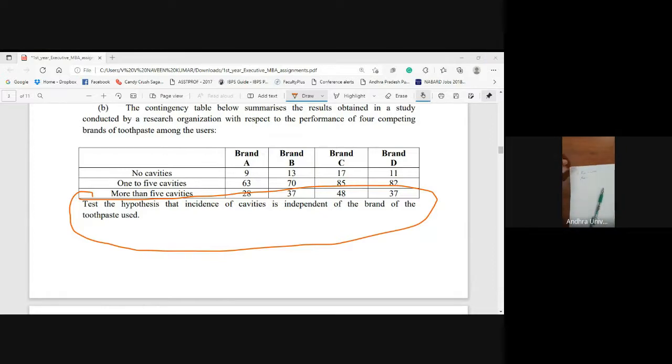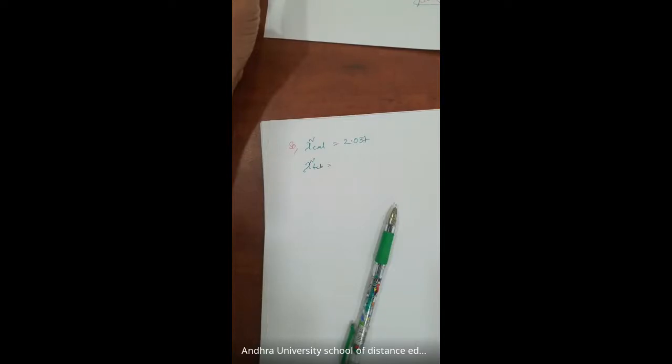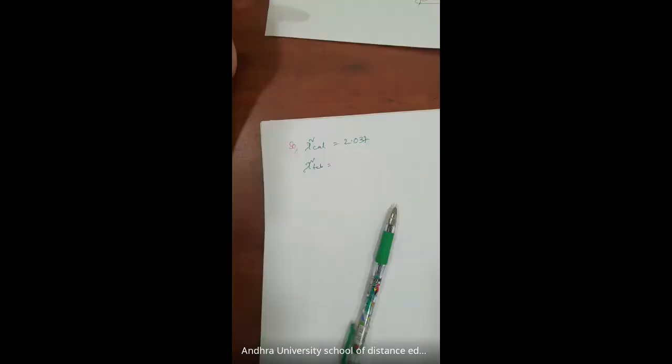Now, to get the chi square table value, I will show you the table value on my screen. Just look at my screen. The chi square table can be found on Google. Can you see my screen? No, sir. Just a minute, ma'am.